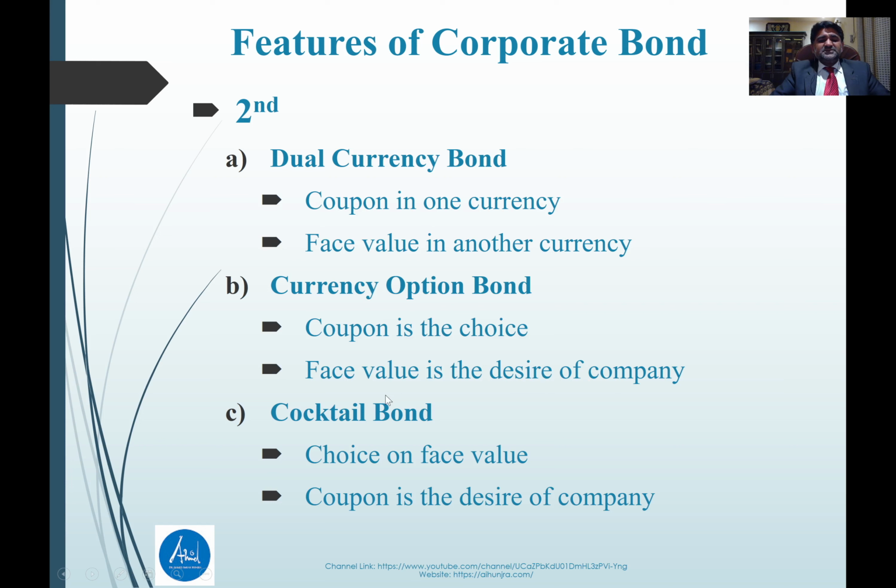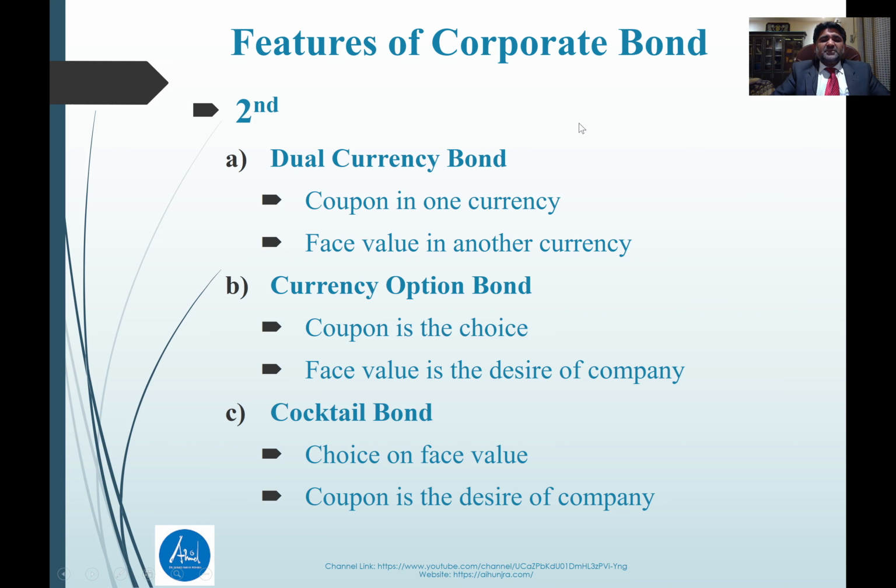The third is the cocktail bond. Here the choice is on face value. In the currency option, the investor had the choice on coupon. Here the bondholder has the choice on face value, but the coupon amount will be issued by the firm in any currency, whatever the firm wants. The coupon is the desire of the company. So these are the characteristics.